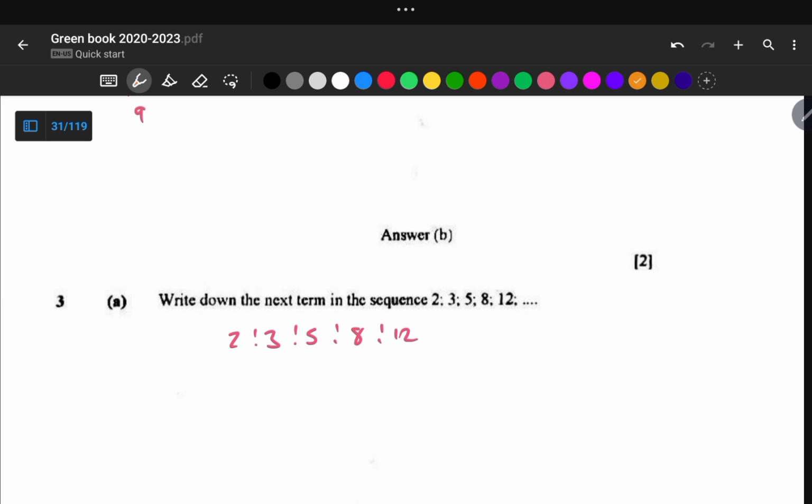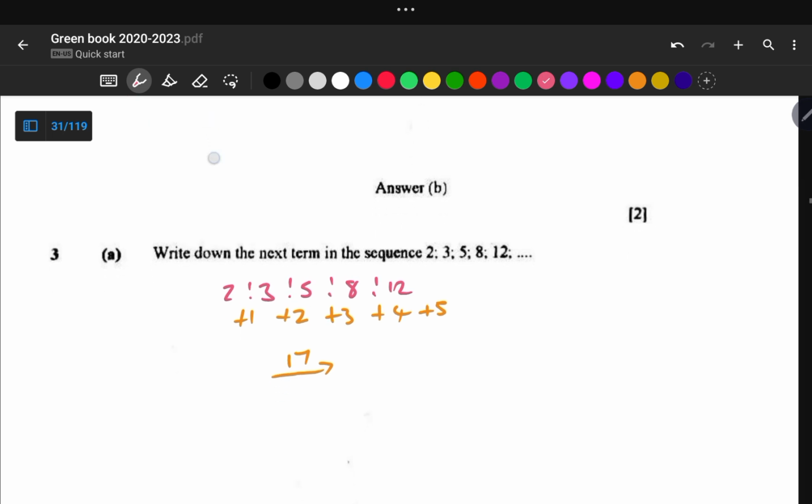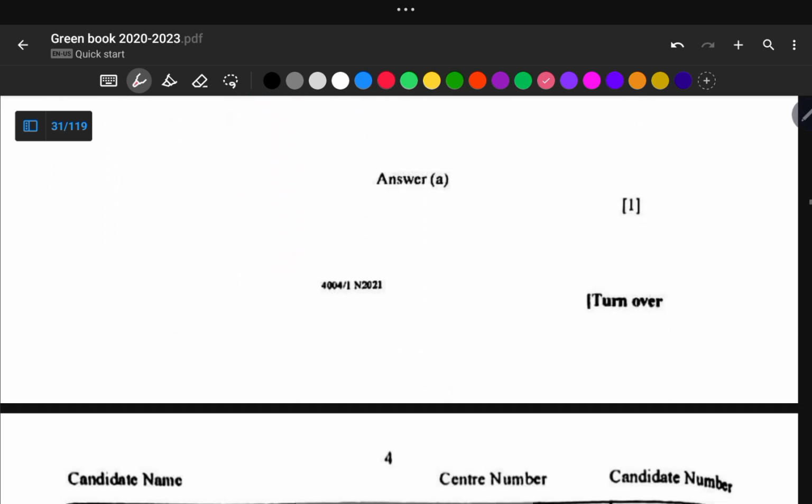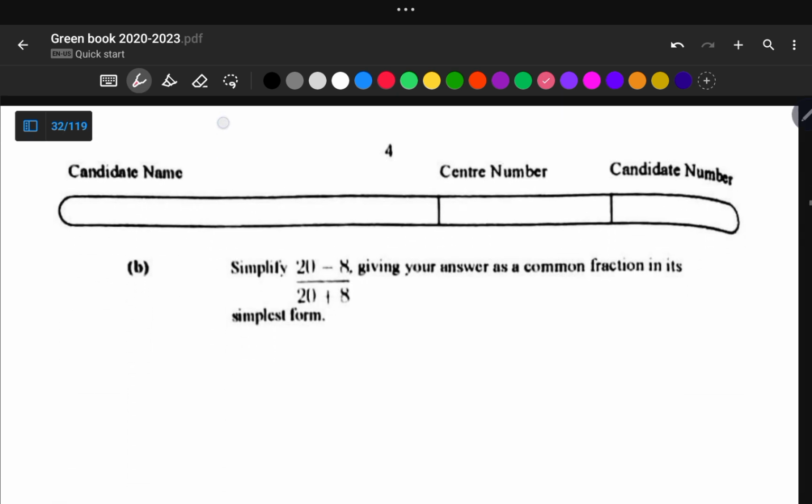So our sequence is now, we are adding 1 here, we are adding 2 here, we are adding 3 here, and we are adding 4 here. So 2 plus 1 gives us 3, 3 plus 2 gives us 5, 5 plus 3 gives us 8, 8 plus 4 gives us 12. So we are going to add 5 to 12. So our next term in the sequence is 12 plus 5, which is equal to 17. So 17 becomes our final answer for this number 3A. And let us move on to the next part, part B.